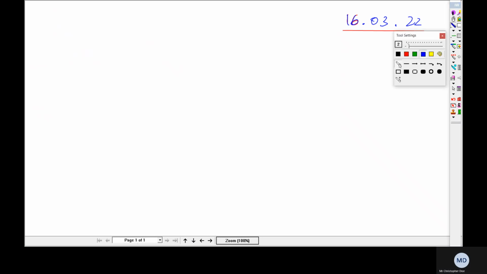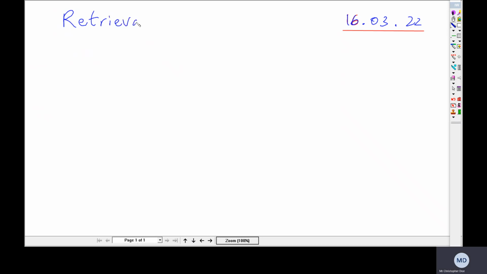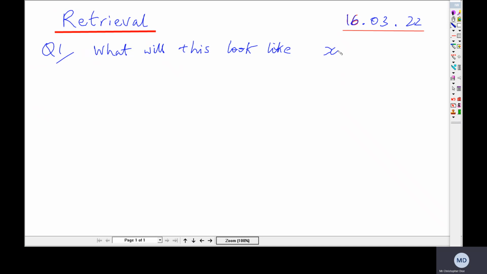So, time retrieval, based on what we're going to be doing. I don't know the last time we mentioned this, but you'll see if you know what it looks like. So, question 1. What will this look like if I was to draw it? You can draw it or you can describe it. Here it is, x squared. So try this on your own, please.